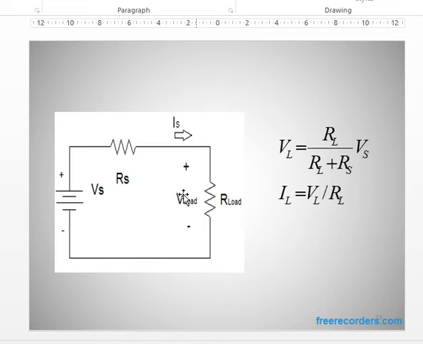This is the voltage across the RL resistor. This is the voltage source Vs with its resistance. Vs divided by RL plus Rs is the current in the circuit. What is the voltage? It is the current IL multiplied by RL.